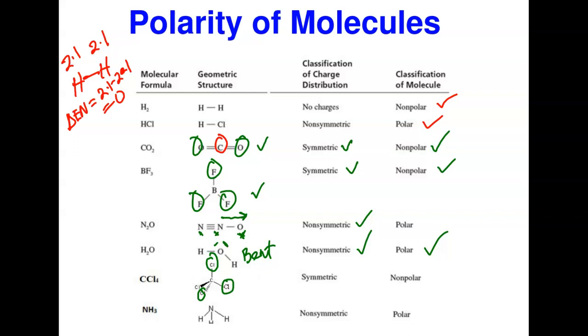So this carbon tetrachloride is symmetric because the carbon here is attached to four of the same type of atoms. The molecule is symmetric and is nonpolar.